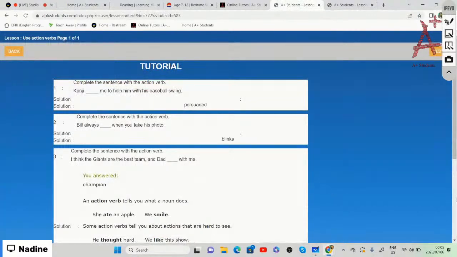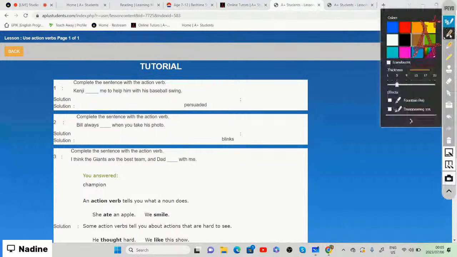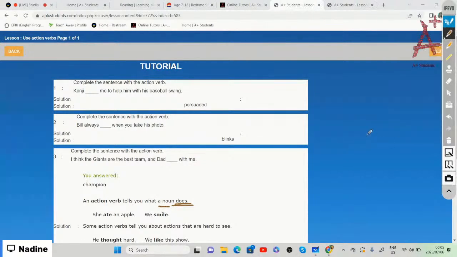So before we go on to the lesson on using action verbs, firstly, an action verb tells you what a noun does, right? So it tells us what the noun does, and it basically also shows action. Or another word for it, we can say it shows action. It's something that someone or something is doing, right?